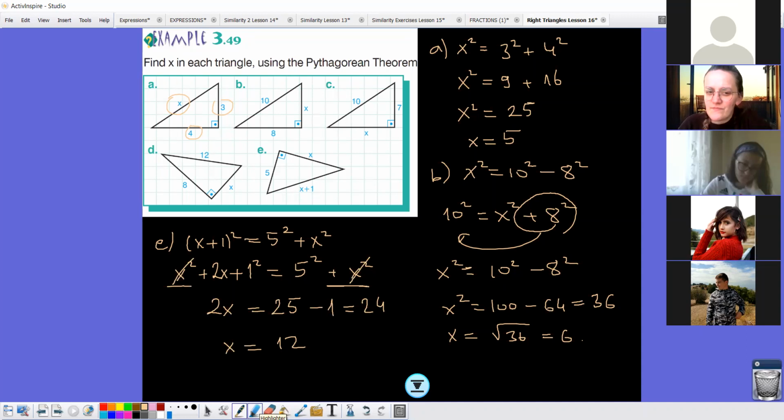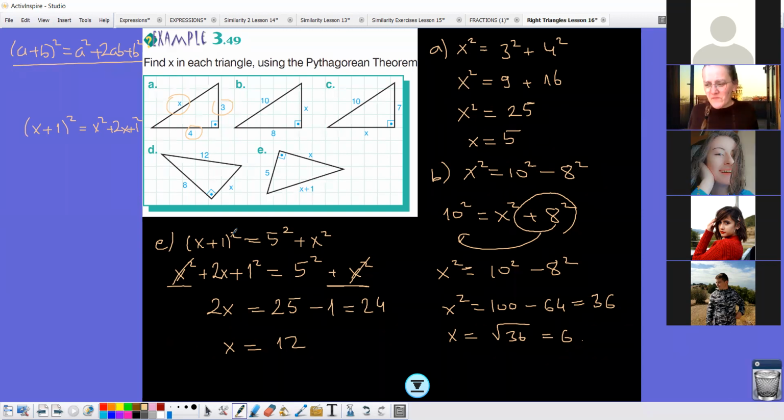Teacher, can you explain how Salman got the 2x here at the beginning? When you have x plus 1 squared, do you remember? Let me write here, a plus b squared is a squared plus 2ab plus b squared. So here we have x squared plus 2x times 1, I didn't write the 1, and plus 1 squared, from the square of a binomial. We studied this at the beginning. Okay, so if it's okay, I'm skipping to the other one.